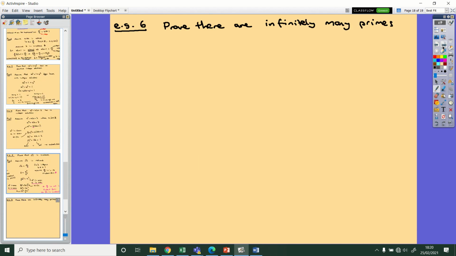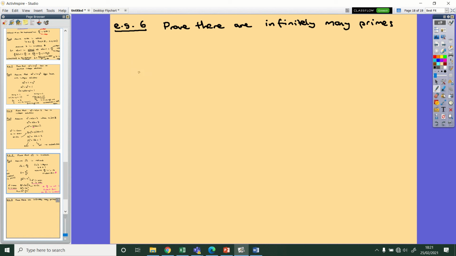Exercise 6, number 6. So this is another famous example. We're proving that there are infinitely many primes. It's something that you hopefully already believe, but it's easy to imagine that the primes suddenly run out. They certainly get thinner and thinner, and more and more sparse the higher you climb, but there are in fact an infinite amount, and we're going to prove it.